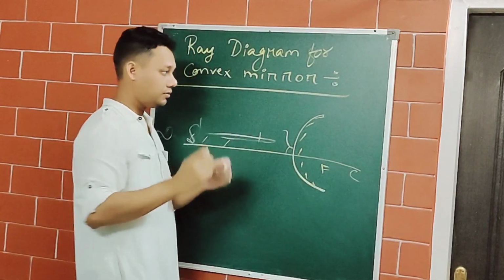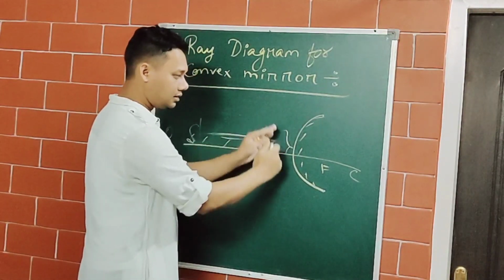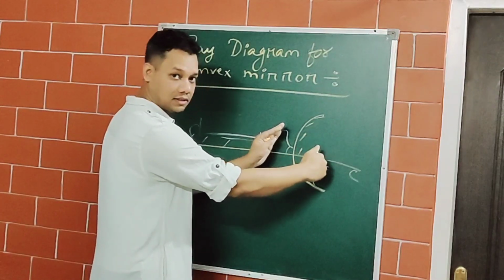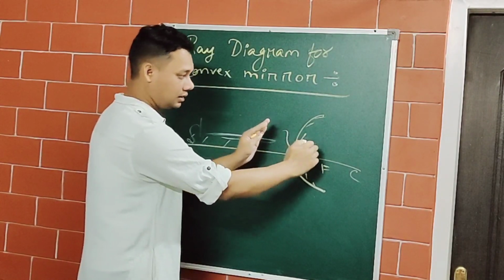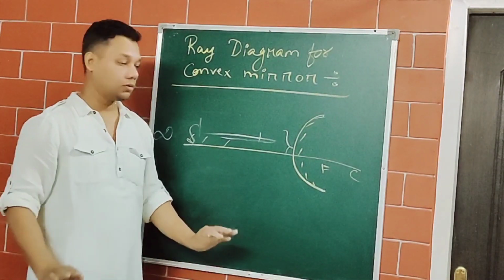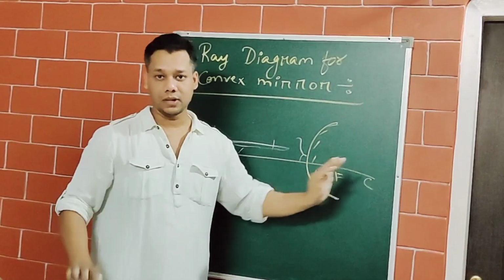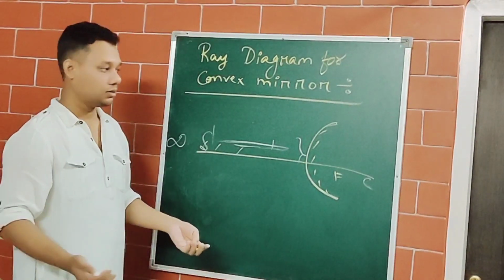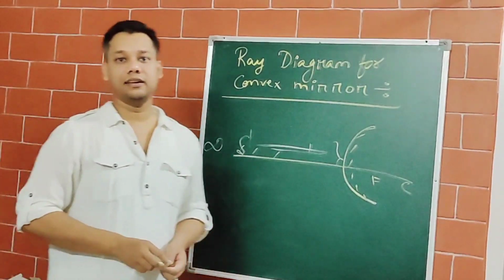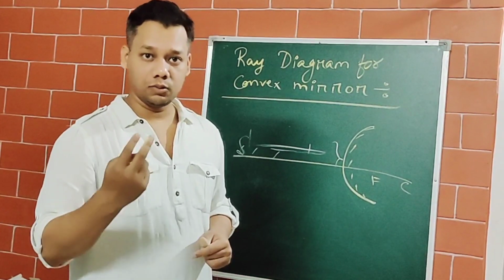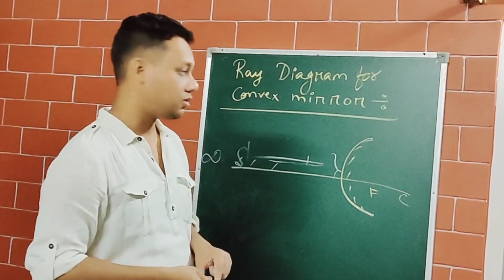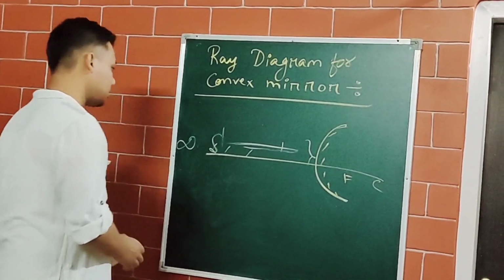But if the silver color were applied on this side and the inward surface were the reflecting surface, then there would be a point to keep the object in these positions. But now it is useless. So we get 6 ray diagrams for a concave mirror and 2 ray diagrams for a convex mirror. Let us draw the ray diagrams.